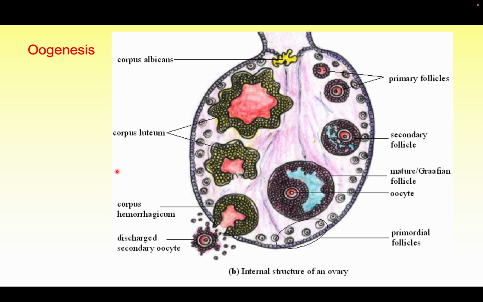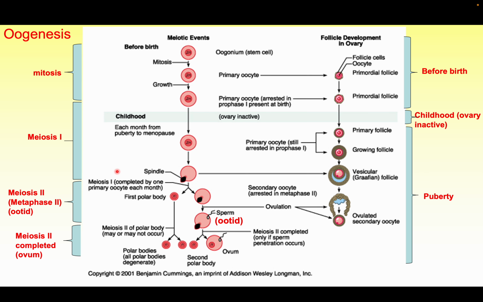Similar with spermatogenesis, we have specific names or specific cell types per stage associated with the meiotic processes, right? One thing that I'd like to emphasize is that, unlike the male animal, female animals will have a finite number of their oogonia, the stem cells that are responsible for the production of the egg.